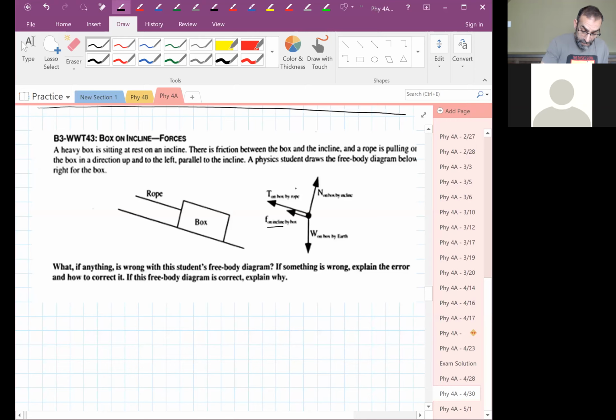So this is the rope on the box. This is the incline on the box. This is the earth on the box. I'm just reading the print there that you can't read very well. And this is the box on the incline. Okay, that's the student's drawing.